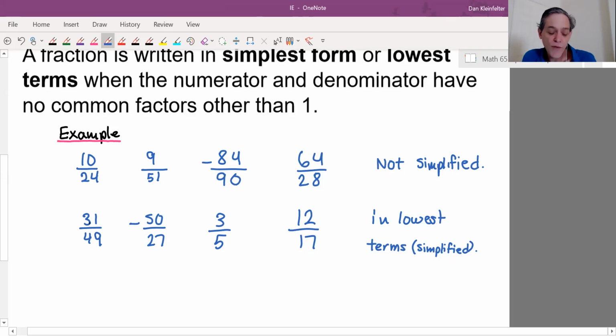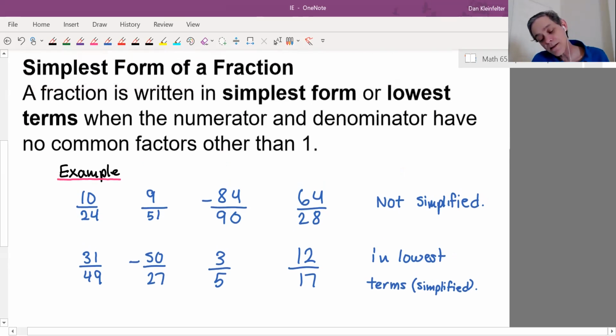Okay, on the other hand, 31/49, those don't have any common factors other than 1. -50/27, no common factors other than 1. You can check that with 3/5 and 12/17. They don't have any common factors other than 1.